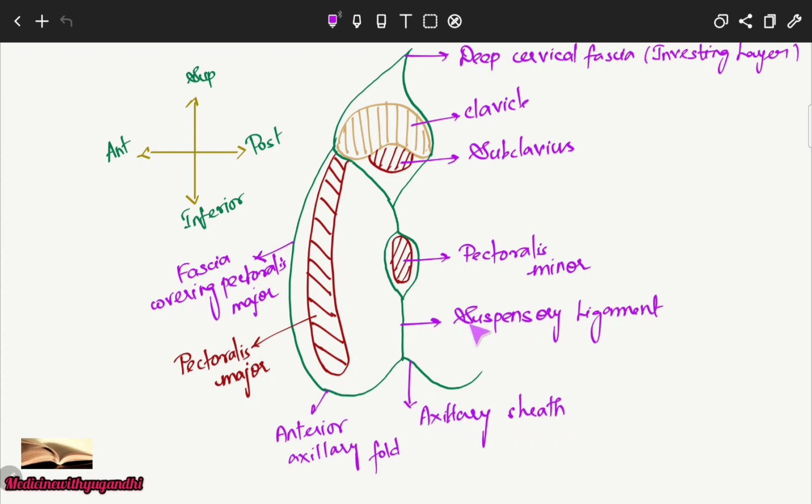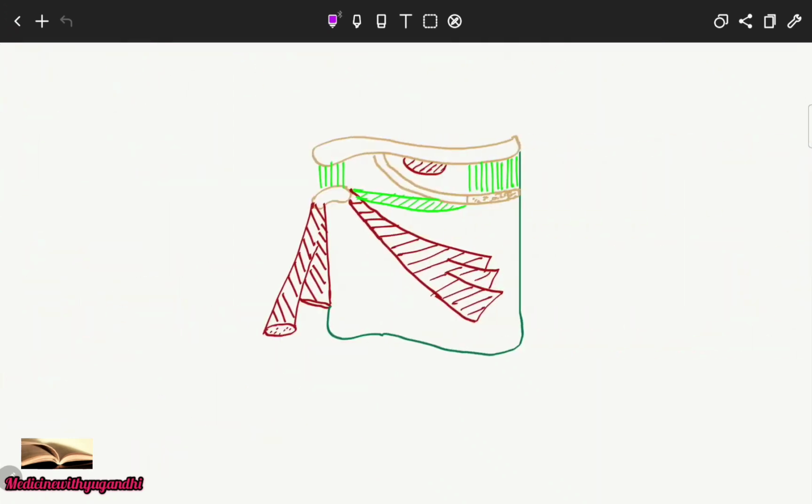This suspensory ligament pulls the axillary sheath upwards so that the dome shape of the floor of the axilla is maintained. Even when you put your fingers in the axilla, you could feel the concavity. That is mainly because of the suspensory ligament, which is a part of the clavipectoral fascia. So this is the sagittal section of the clavipectoral fascia. Now coming to the frontal view. Here you can see this entire portion, this is the clavipectoral fascia.